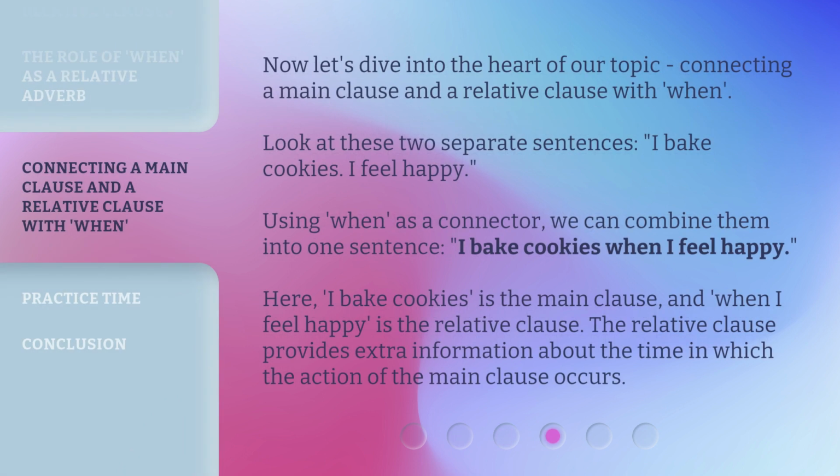Now let's dive into the heart of our topic, connecting a main clause and a relative clause with when. Look at these two separate sentences. I bake cookies. I feel happy. Using when as a connector, we can combine them into one sentence. I bake cookies when I feel happy.